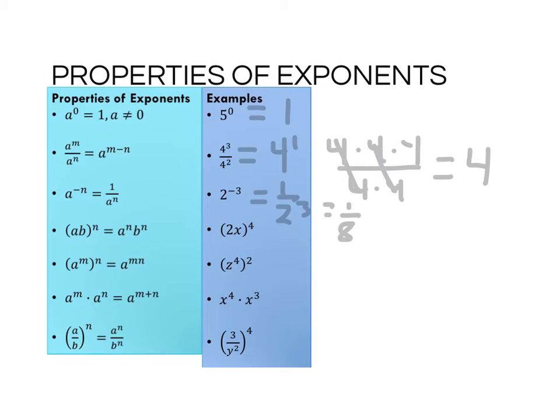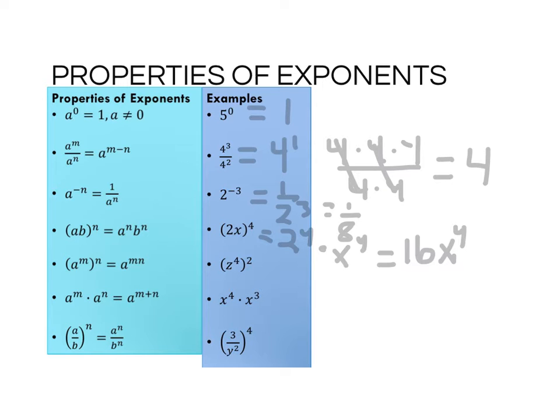If we have two different numbers in parentheses with an exponent, the exponent applies to both numbers in the parentheses. So if we have 2x to the 4th power, we're saying 2 to the 4th times x to the 4th, or 16x to the 4th.